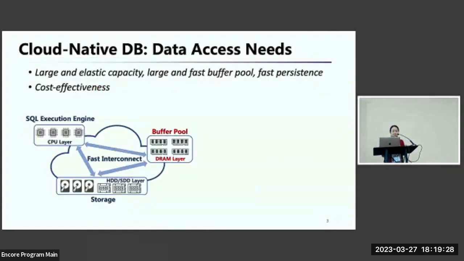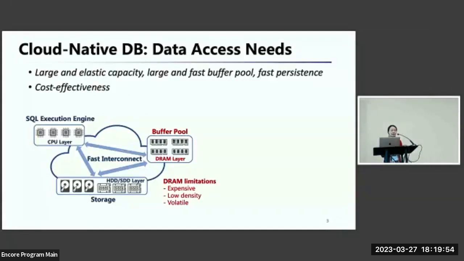So the cloud-native DB will have large data access needs, right? So we want the storage capacity to be large and elastic, and we want to have a large and fast buffer pool for our reads and writes, and also we want persistence and we want it fast. At the same time, cost effectiveness is always a big concern for industry.